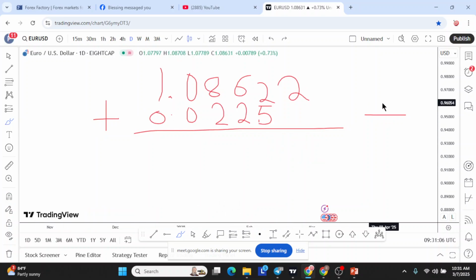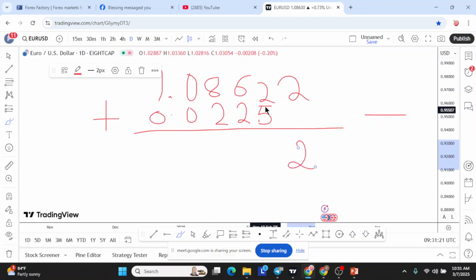What if it goes down also with the same number of pips, which is 225? We want to subtract. So what we are going to do here is bring back these 2. 2 minus 5, we take 1 from here to be 12, so we still have 7 here. This one now has become 5. 5 minus 2, we have 3. 8 minus 2, we have 6.